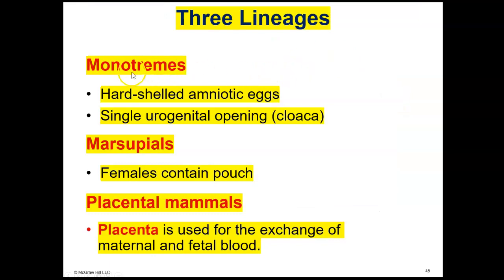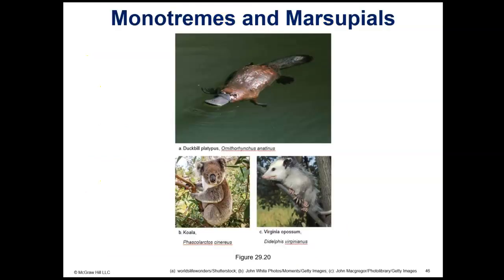So monotremes have a hard-shelled amniotic egg, like the reptiles and the birds, and a cloaca, again, like the reptiles and the birds. Monotremes include the duck-billed platypus and an animal called the echidna. And marsupials are like the kangaroo and the opossum. The females contain a pouch, and placental mammals have a placenta that is used for exchanging maternal and fetal blood. And that's the most common type of mammal, are the placental mammals.